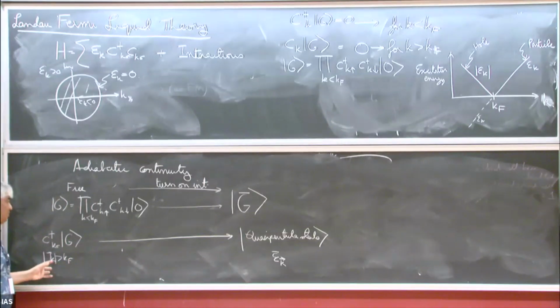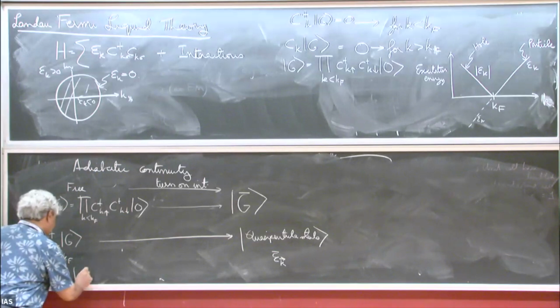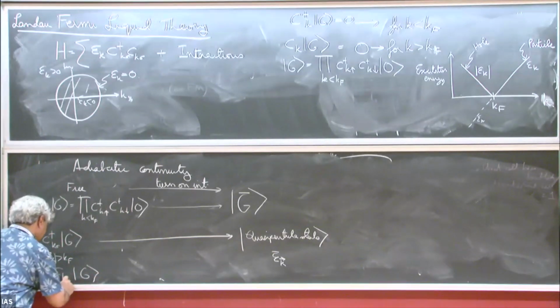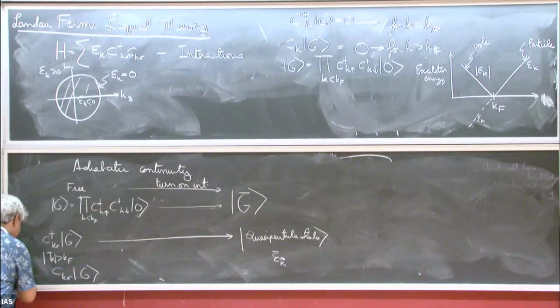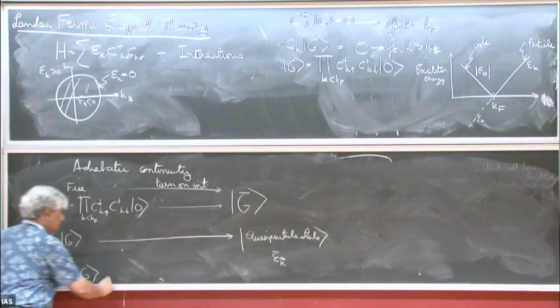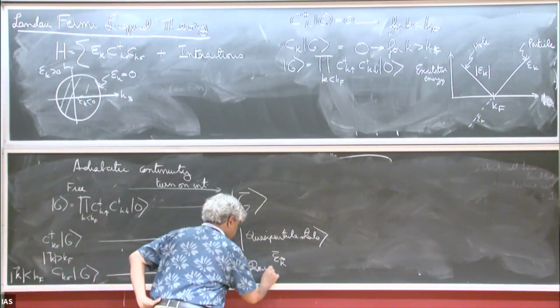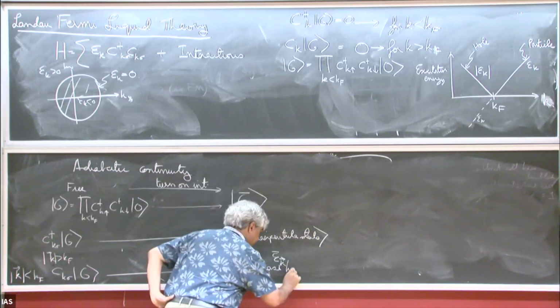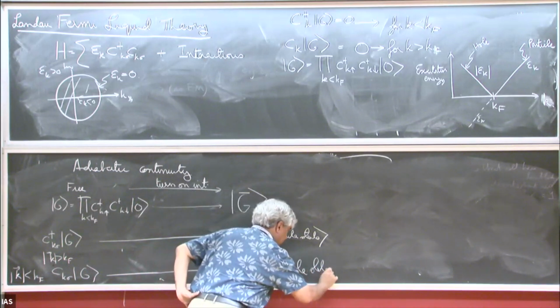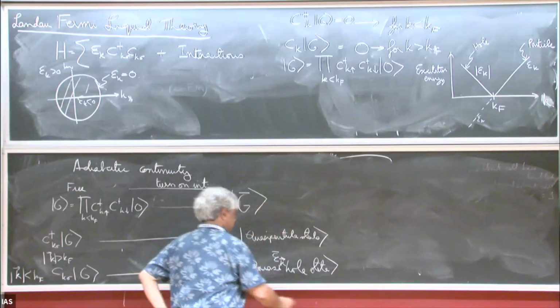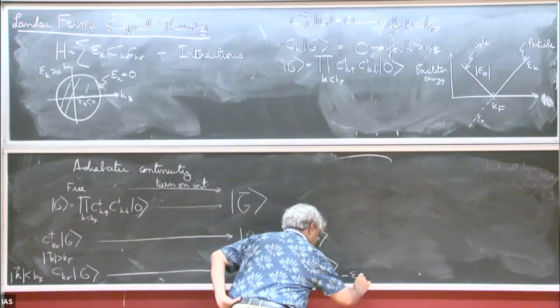And I can do this for any momentum K. But where this is a good thing to do, as we'll discuss in a minute, is when K is very close to the Fermi surface. And you do the same thing with the hole. Now K is smaller than Kf, and that will go to a quasi-hole state.